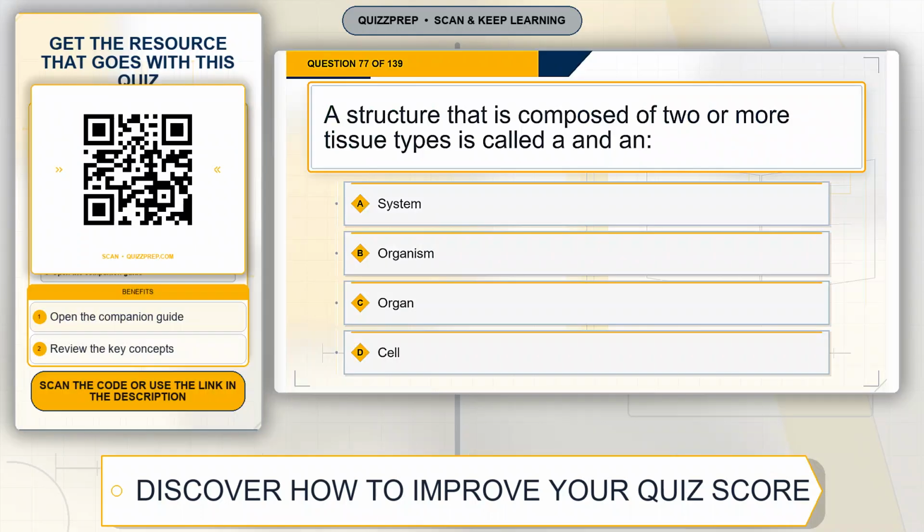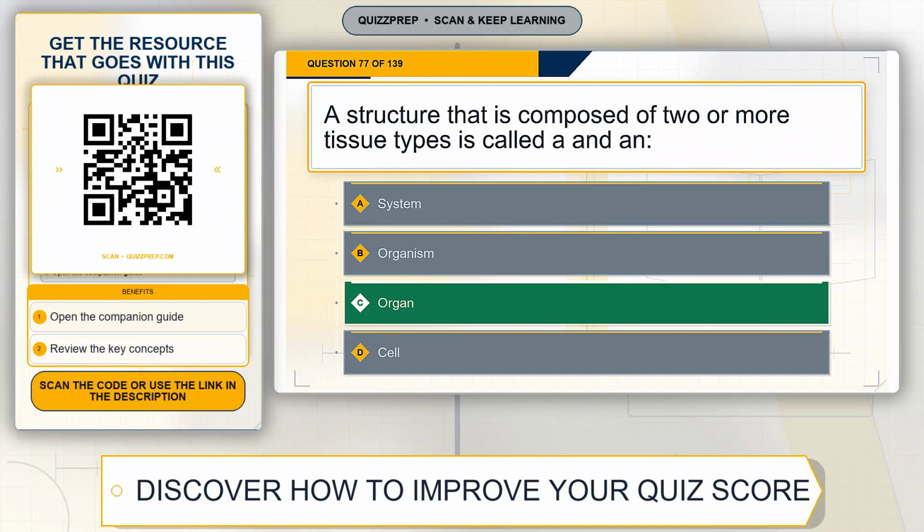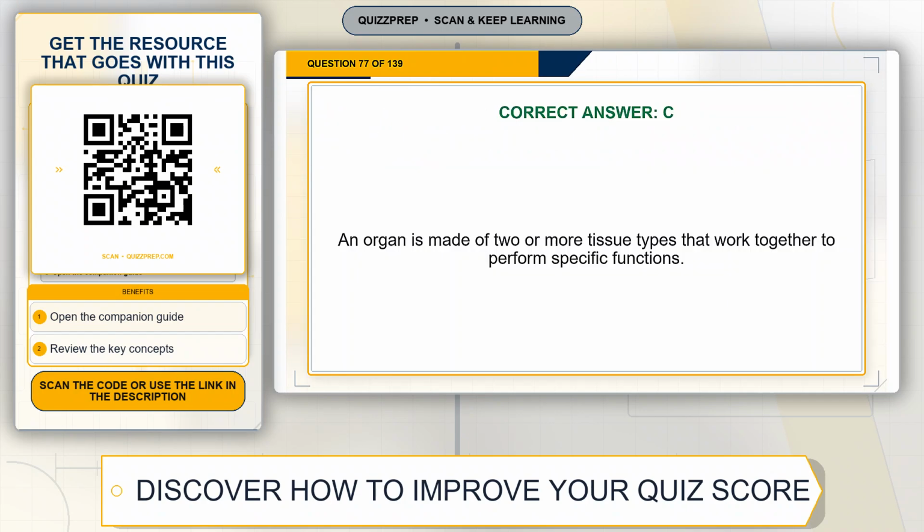Question 77. A structure that is composed of two or more tissue types is called a, and an. Option A, system. Option B, organism. Option C, organ. Option D, cell. The correct answer is option C, organ. Explanation. An organ is made of two or more tissue types that work together to perform specific functions.